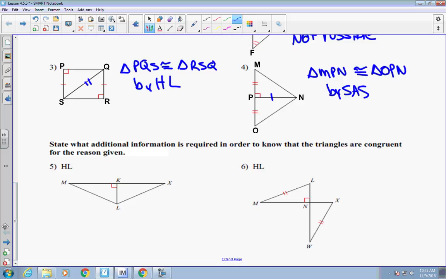Alright. Now the next 2 ask us to state what additional information is required in order to know the triangles are congruent for the reason given. And both of these are hypotenuse leg. In your homework it might be for different reasons, but these 2 are just for hypotenuse leg.